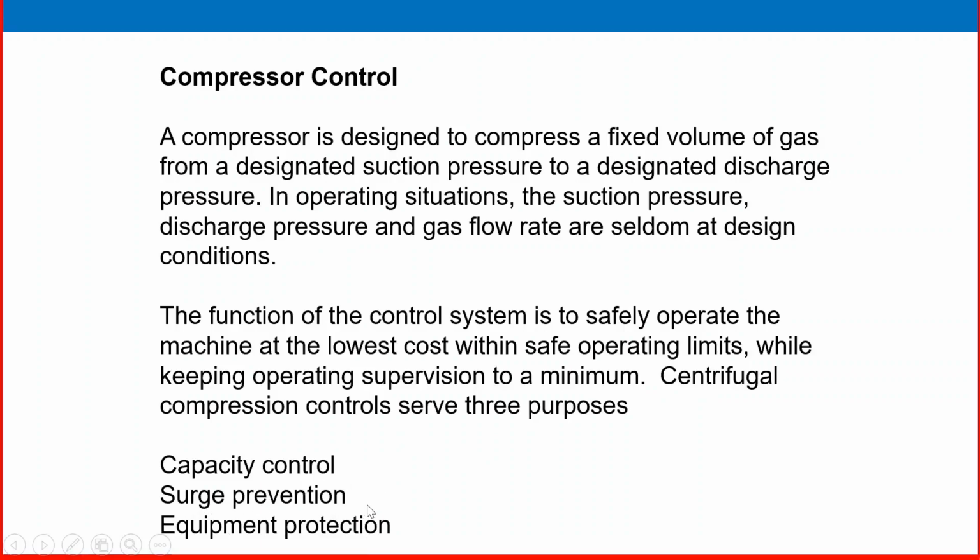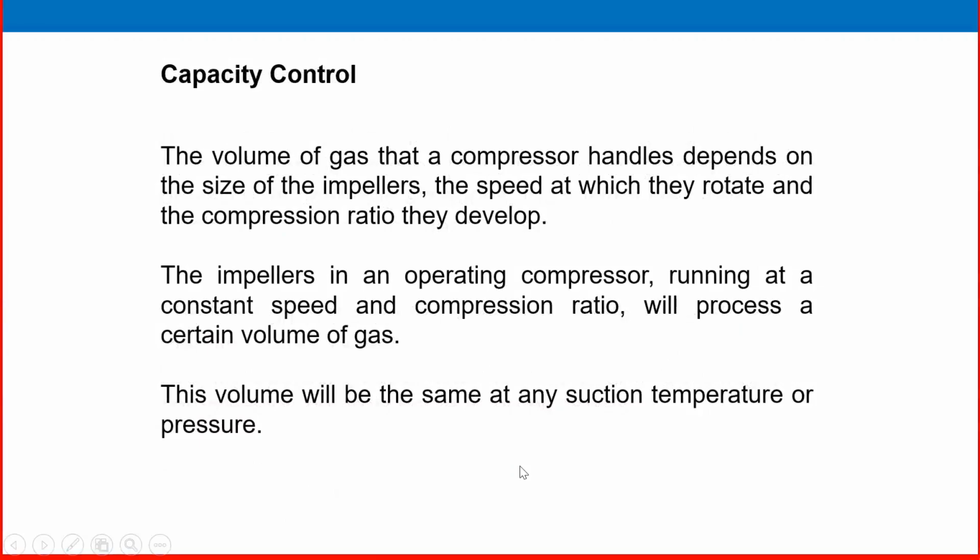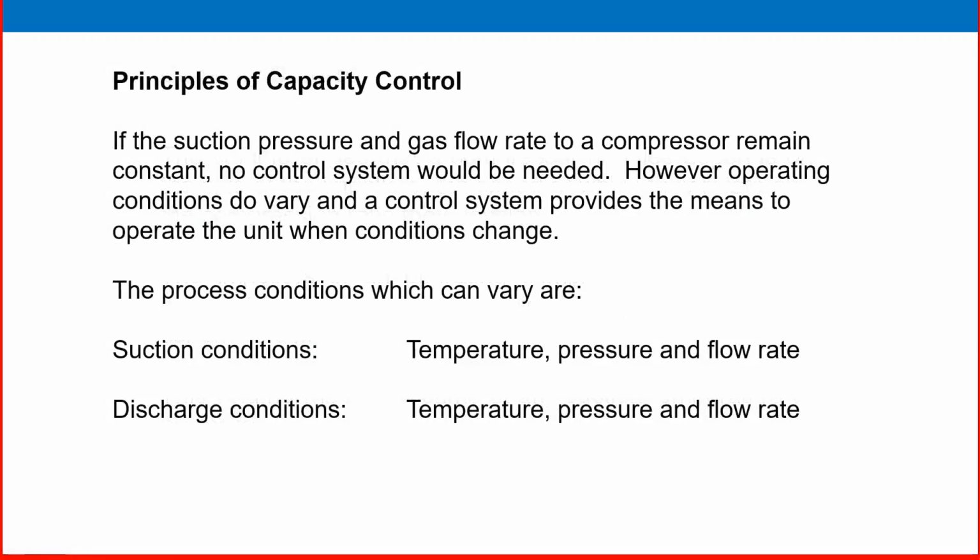Surge prevention we already discussed, and of course it is included as part of equipment protection also. Capacity control we will discuss. So, capacity control. The volume of gas that a compressor handles depends on the size of the impeller, the speed at which they operate or rotate, and the compression ratio they develop. The impellers in an operating compressor running at a constant speed and compression ratio will process a certain volume of gas. This volume will be the same at any suction pressure and temperature.